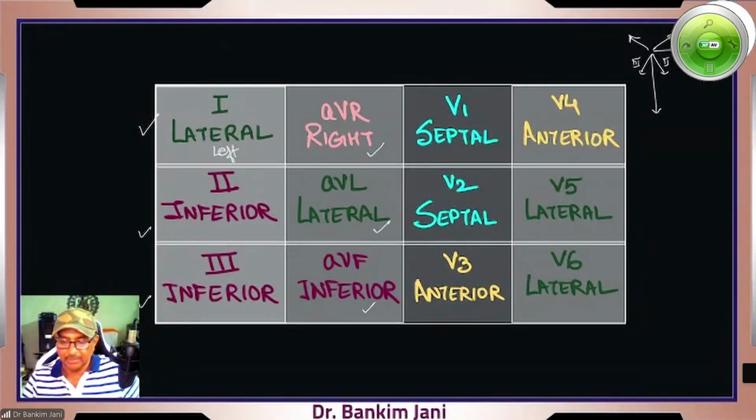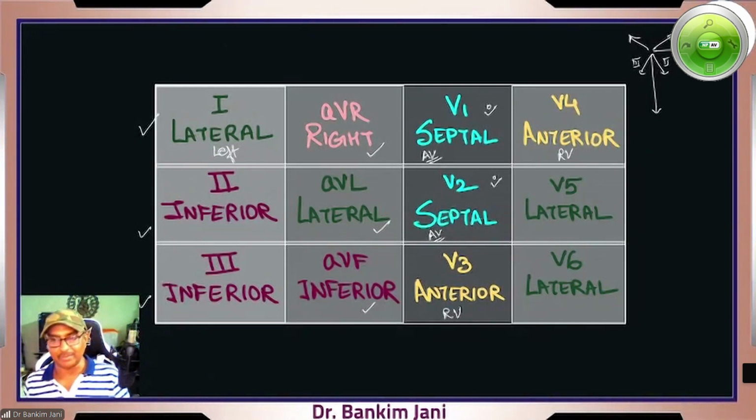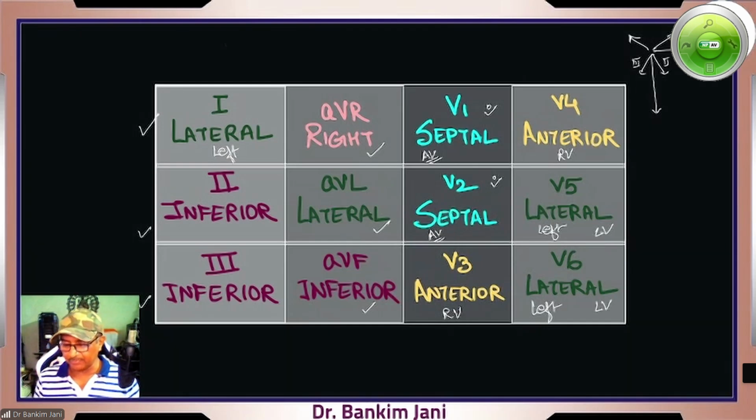So far, so good. This V1, V2, we just talked about that. This is the septal, the atrioventricular septum. AV septum we are talking about. Then V3, V4, the anterior. Anterior means we are talking about the right ventricle over here. We'll be able to see the right ventricle. And V5, V6, as they go on to the side, we'll be able to see the left lateral, which is nothing but the left ventricle. That's how we'll be watching.